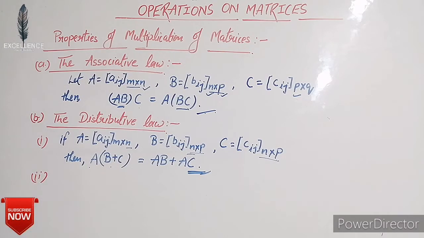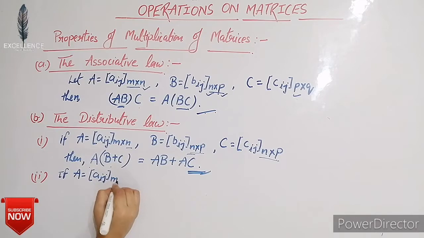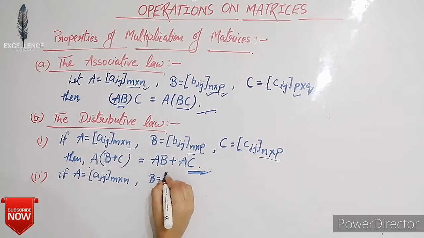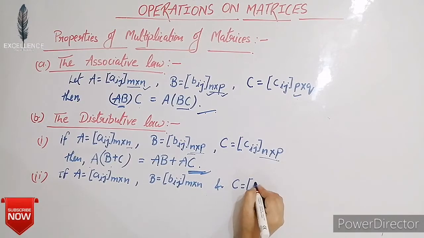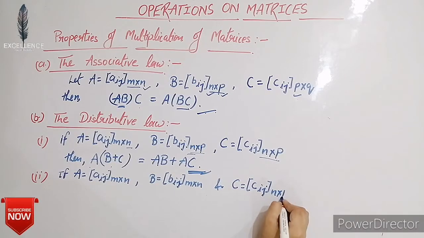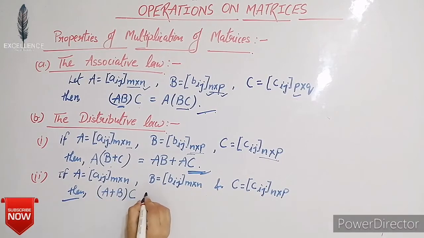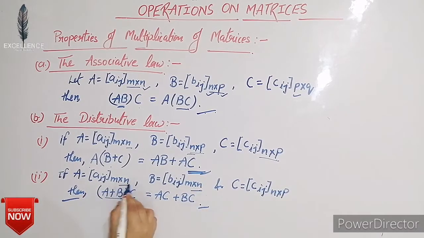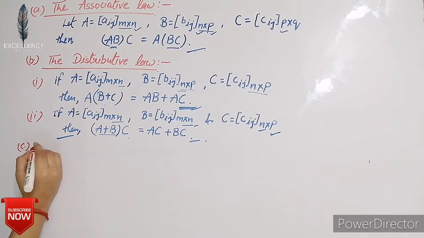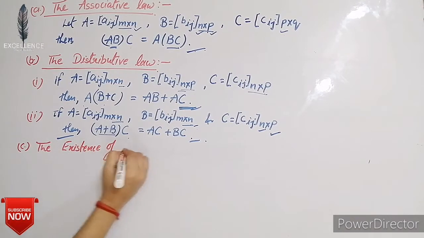Okay. Let's see the next. If A equals Aij of order m into n, B equals Bij of order m into n, and C equals Cij of order n into p, then according to the distributive law, A plus B into C is equal to AC plus BC. If we multiply the sum of A plus B by C, then it is equal to the sum of AC and BC.